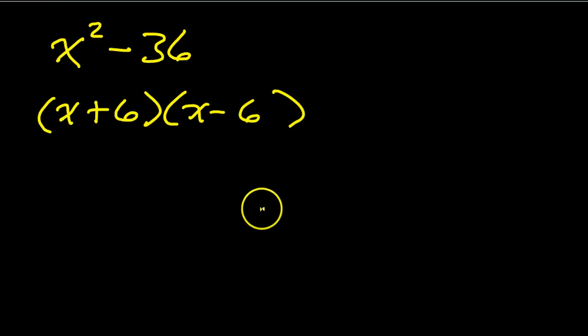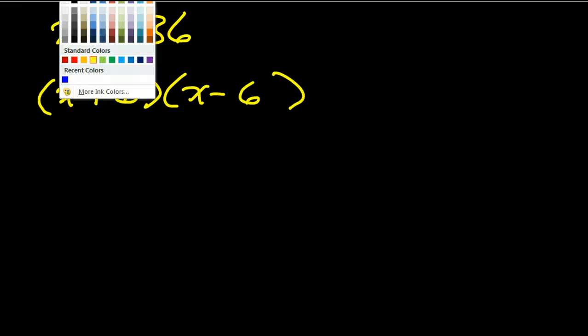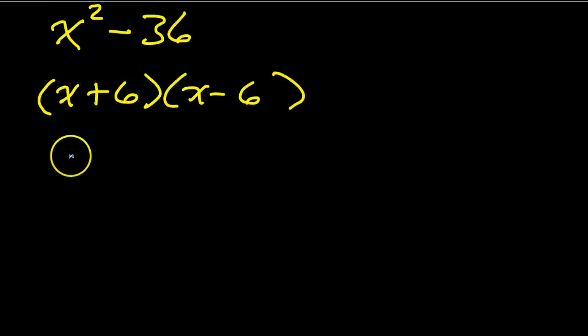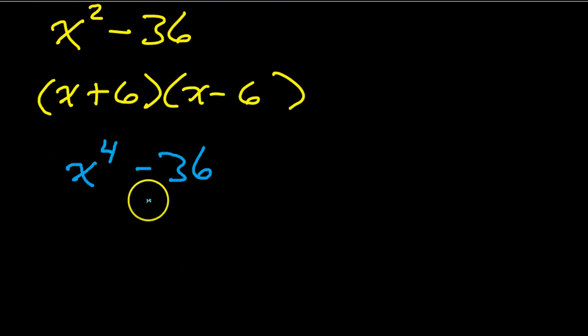Alright, so what I need you to understand is if you have the fourth power, say if I had x to the fourth power minus 36, this is still the difference of two squares. Any even power is a perfect square when it comes to variables. So this would just be, well, you tell me, what times what makes x to the fourth power?